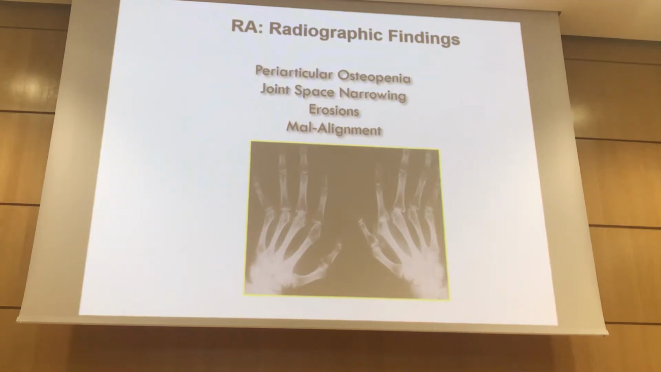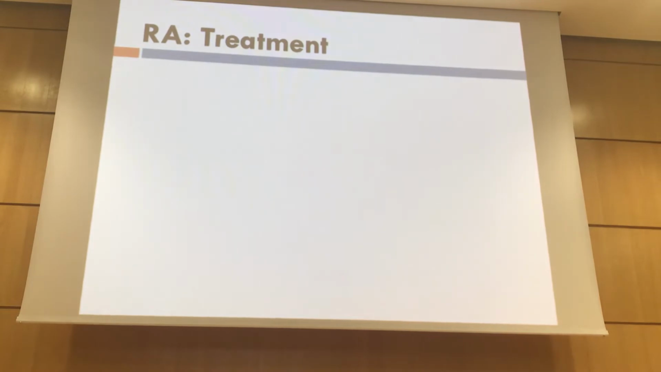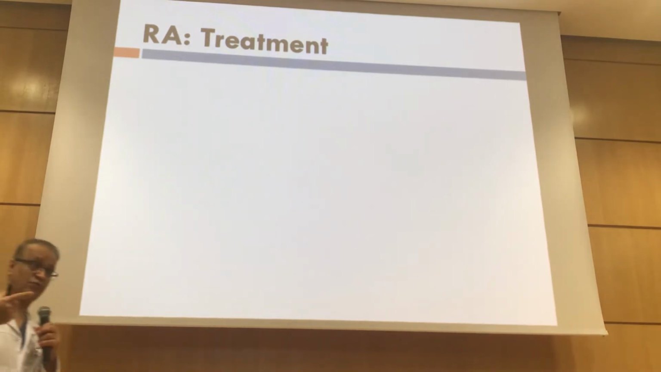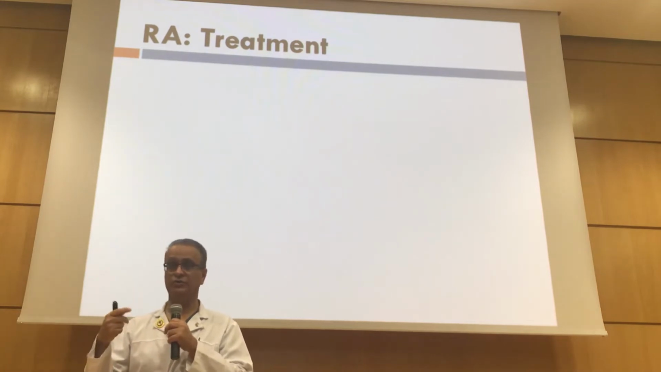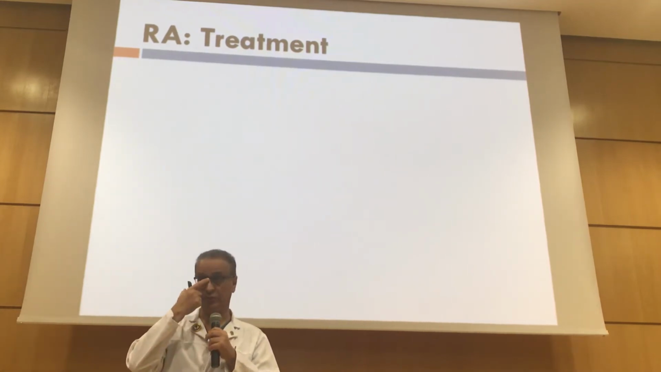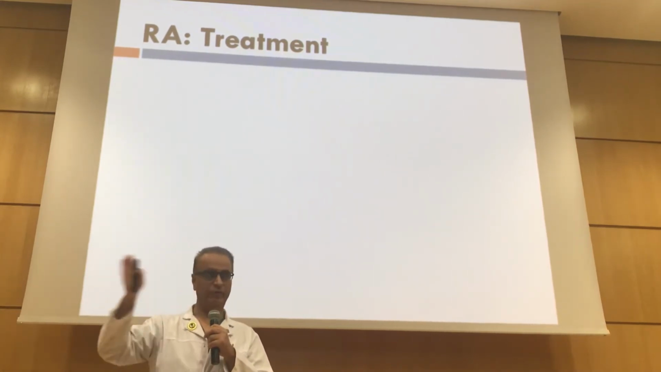Joint space narrowing, avoidance, and malalignment. How to treat rheumatoid arthritis? Again, we'll go back to the osteoarthritis things. You need pain control, improve function, and in this particular patient, you need to prevent progression of disease. So your treatment will be into categories.